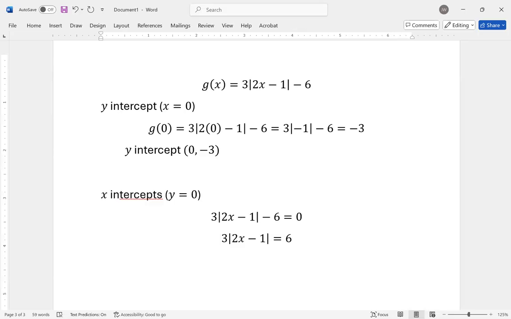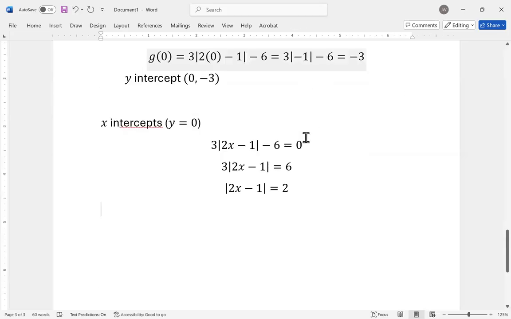Then I would divide both sides by 3. I'd get the absolute value of 2x minus 1 is equal to 2. And now we're going to have two equations that stem off of this single absolute value equation. We get that 2x minus 1 could be equal to 2, or we get that 2x minus 1 could be equal to -2.